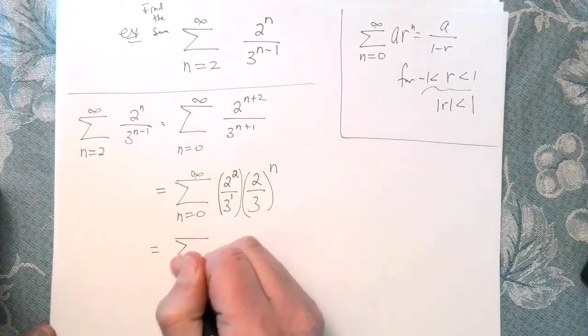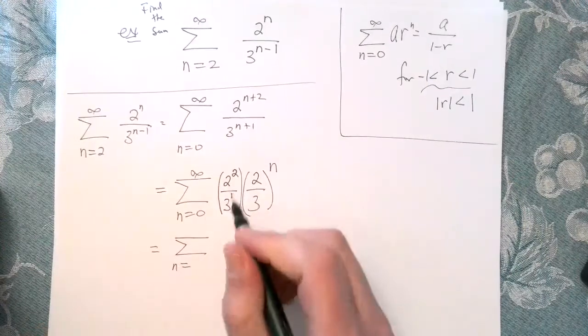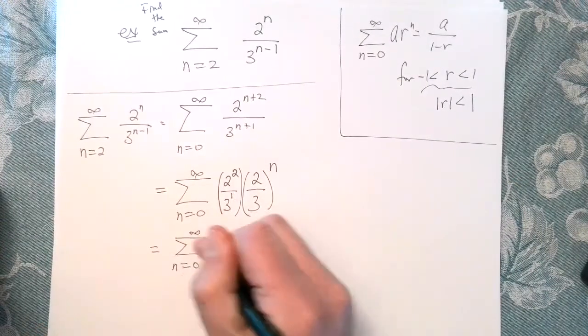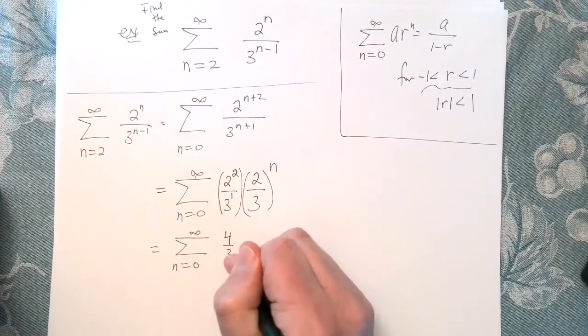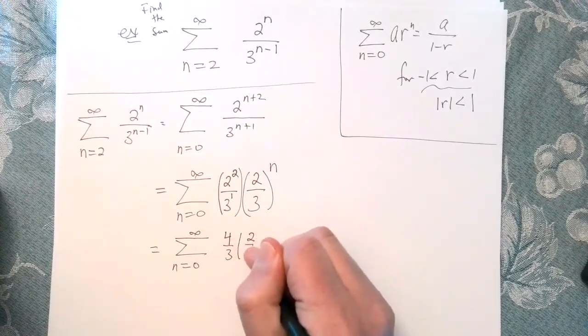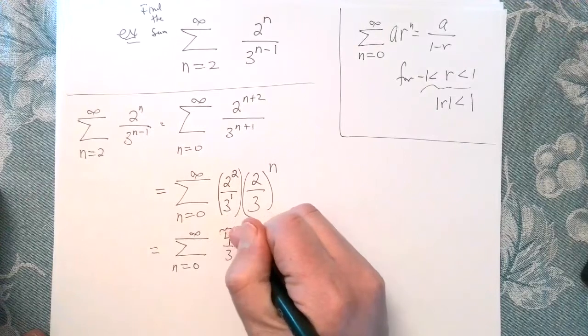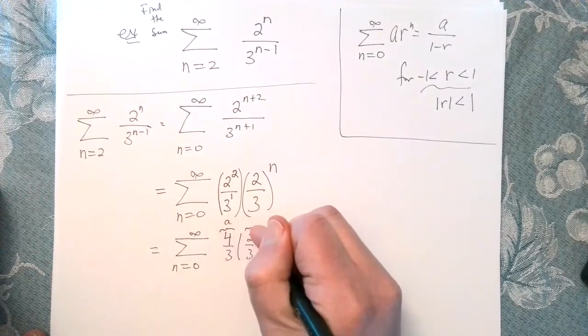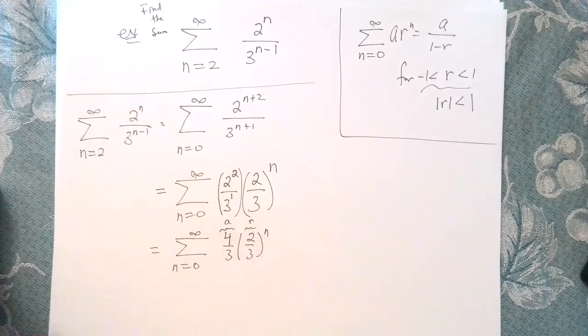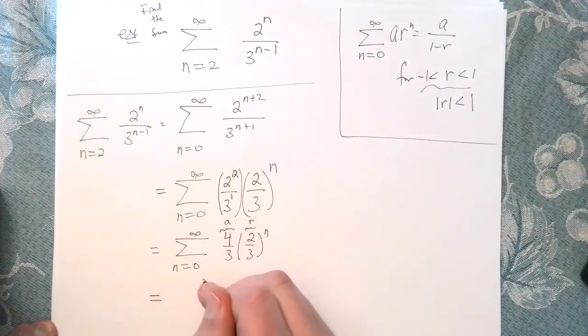And now I'm just going to write this out. Just square the 2. And so that's going to give us 4/3 times 2/3 to the n. So there's our a, there's our r. Okay, so there's our a and there is our r. So let's just note that that's our a. There's our r. And so we can go ahead and fill this in.